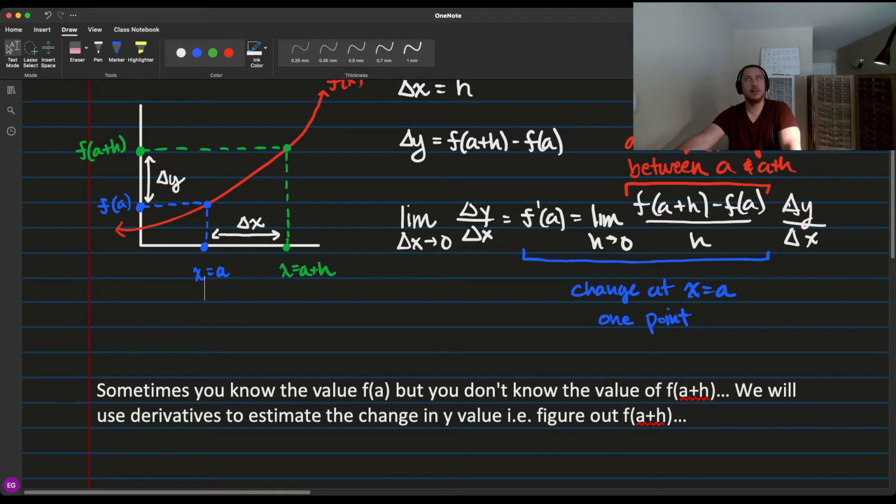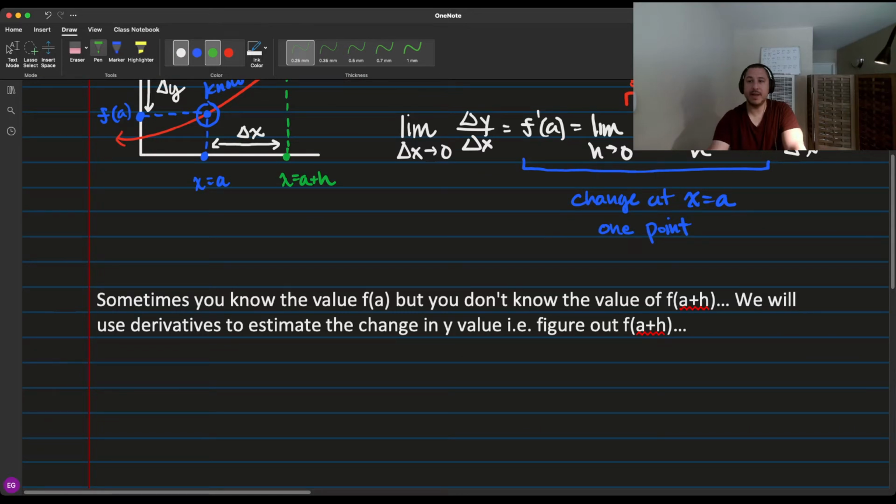So what we're doing here is, you know what this value is at this blue point right here. This one you know. And you want to figure out the value over here. Okay? How can we do that? So the way that we're going to do that is the fact that the derivative at a is equal to that limit of all that stuff, right? So it's equal to the limit, which means that it's approximately equal to all the stuff inside the limit without the limit.